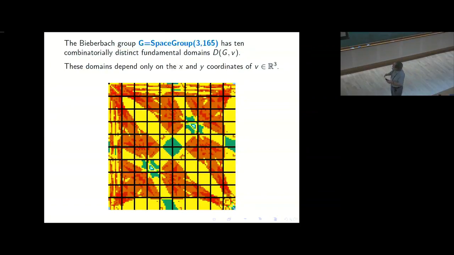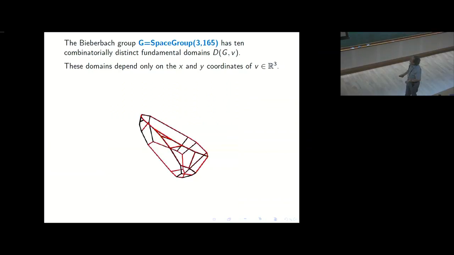And there are actually 10 colors in that picture, but I was looking at it this morning, and I can only see about 6. But somewhere there are 10 colors, because there are 10 different types of fundamental domain, depending on where you take your starting vector. And here's one of the fundamental domains. That's one of the types, that tessellates R3. But the resolution you get, the number of cells, actually depends on the starting point V.